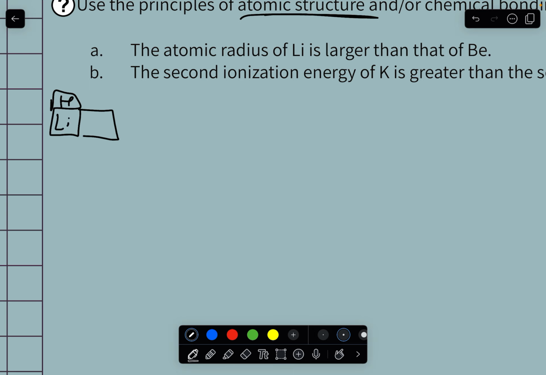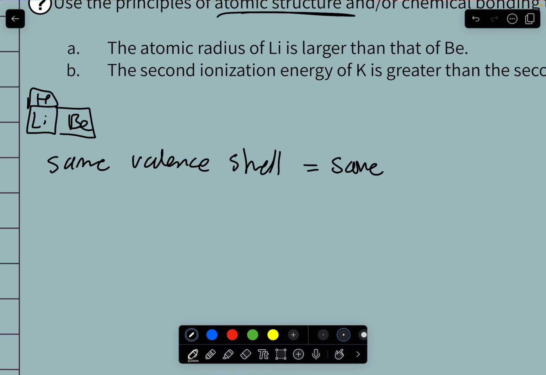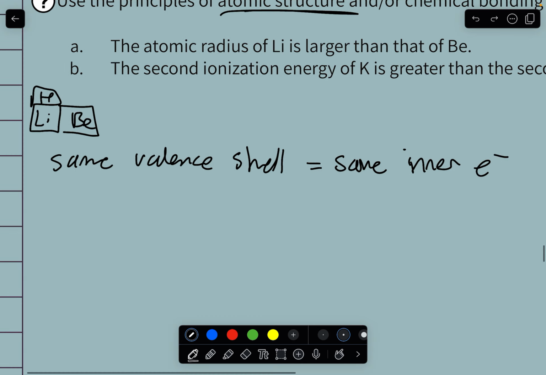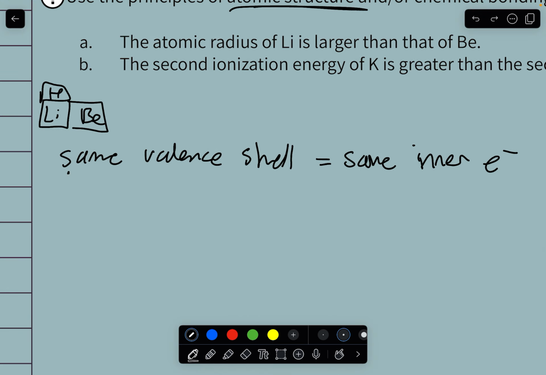On the periodic table, you have hydrogen, lithium, beryllium. So they're both on the same period, which means they have the same valence shell, the same outer shell. That means they have the same number of inner electrons. And remember, with writing, you can write the e minus, even on the AP test, that's fine. But the same valence shell means there's the same number of inner electrons. However, we know that lithium has, how many? It has 3 protons.